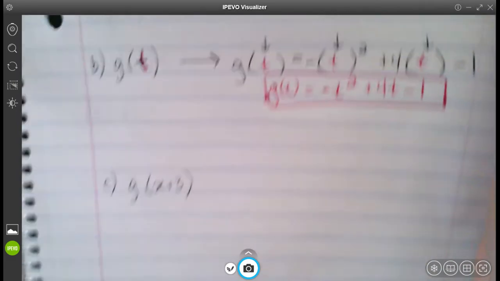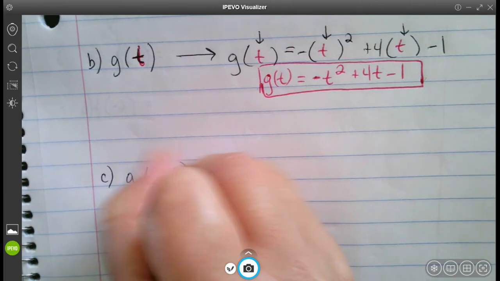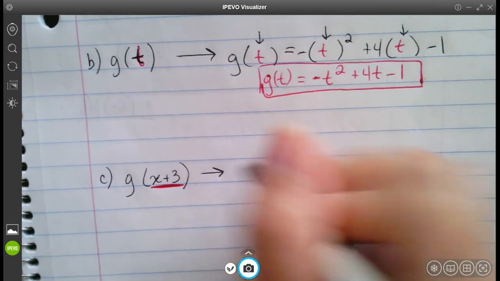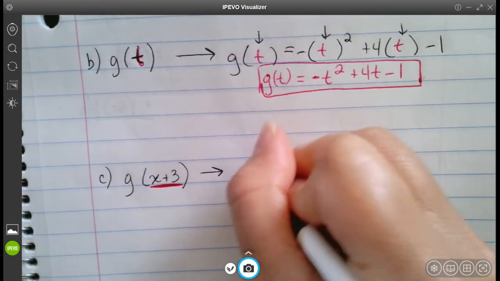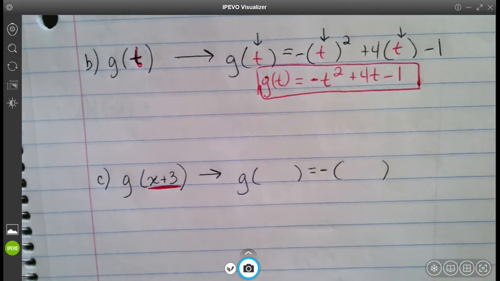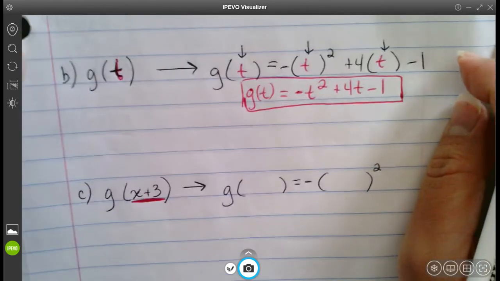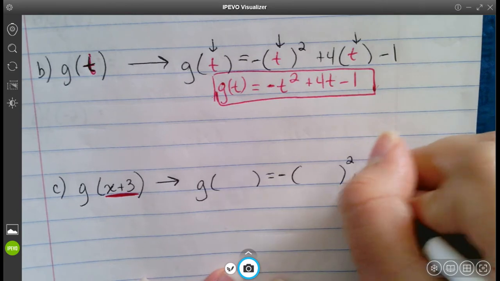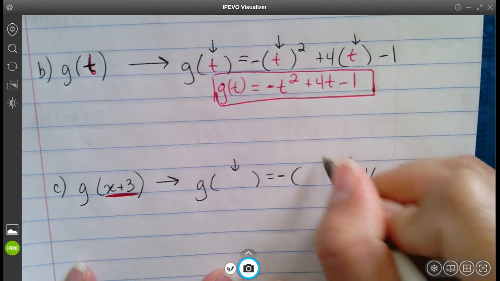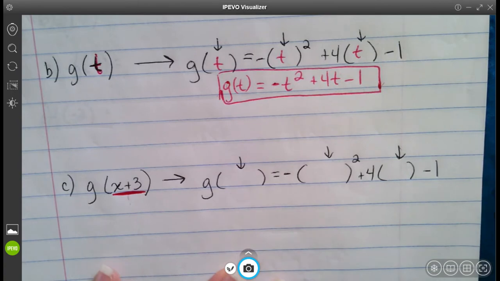We have the last one, which is going to be a little bit lengthier. We have g of x plus 3. So now we have more than one term inside the parentheses. So pay close attention to this one. I'm going to start off the same way, and I'm going to put parentheses wherever I had those x's. I'm going to make them a little bit bigger because I see that I have to plug all this in. Okay, so negative parentheses squared, plus 4 parentheses minus 1. Okay, same deal as the ones before. I'm just going to plug into these parentheses right here, that x plus 3.